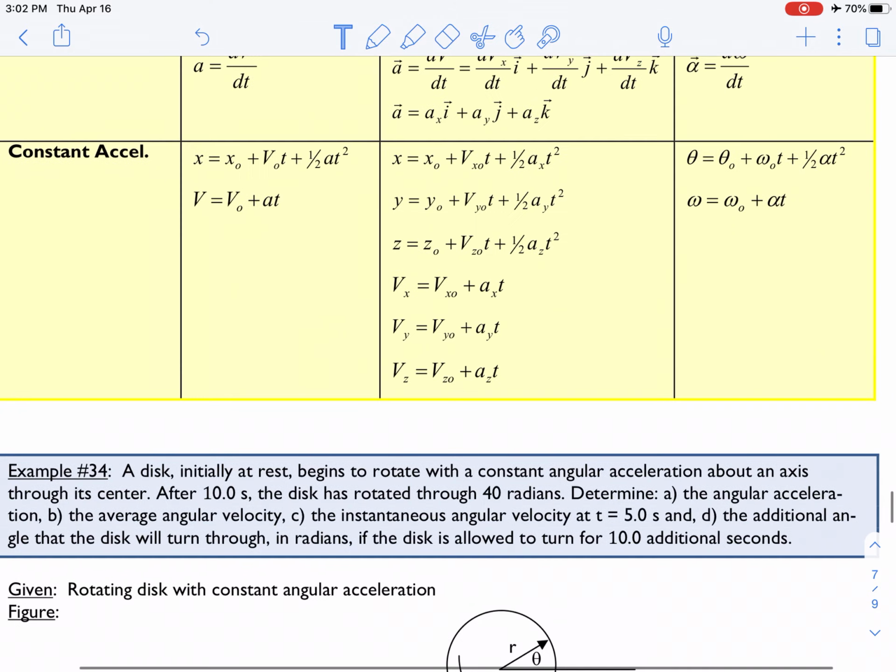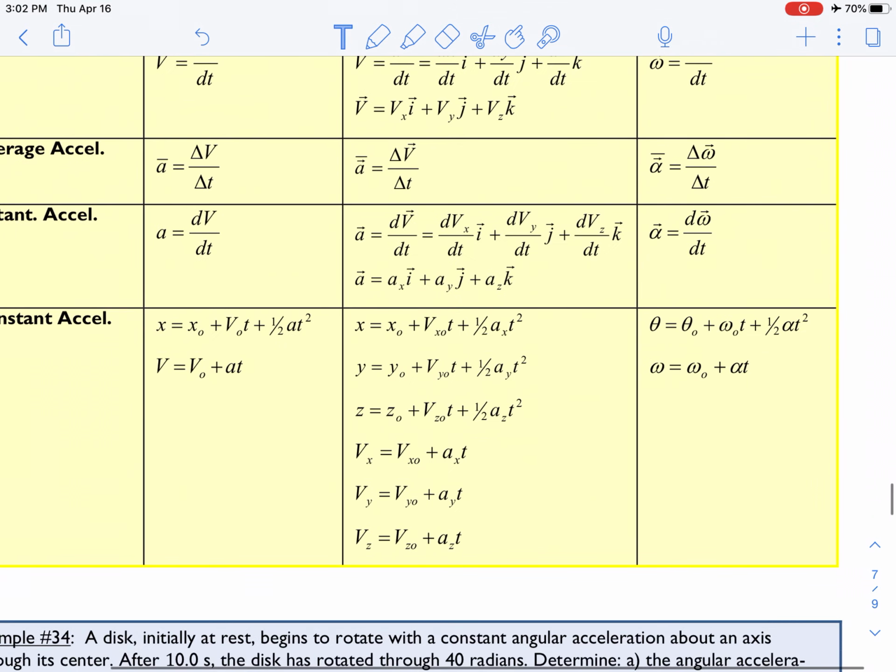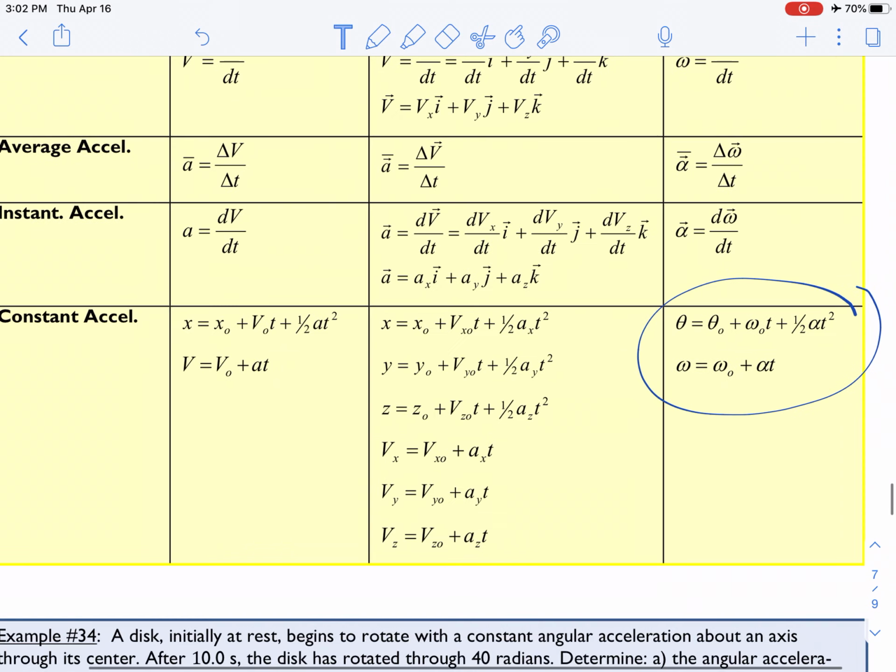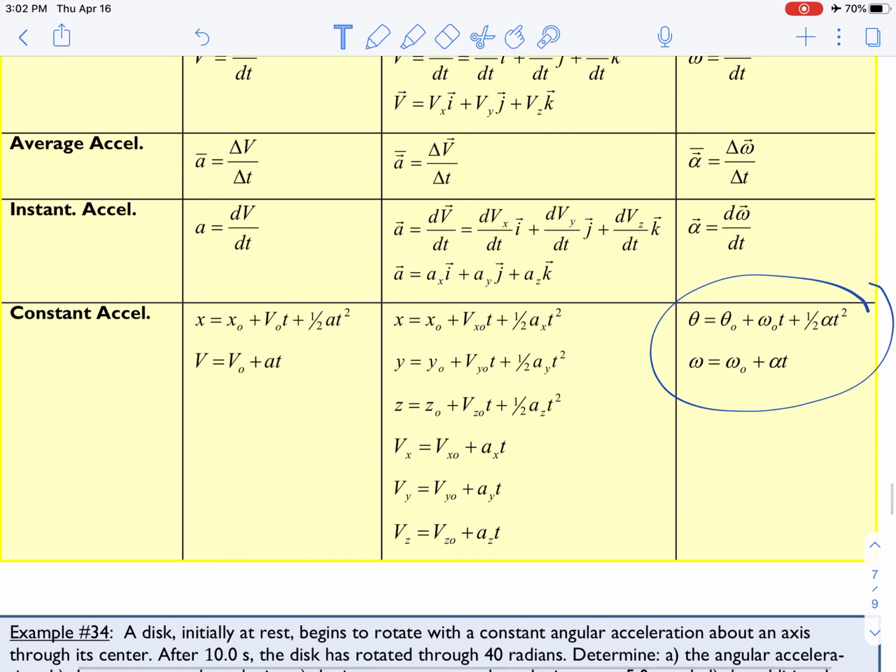Okay, and again, this part is very important, because this is how we're going to solve constant acceleration motion, but it's going to be angular acceleration this time. Just like we did with the linear motion, these are the ones that we use. Now we're going to use these equations, and you'll see how we're going to practice them.